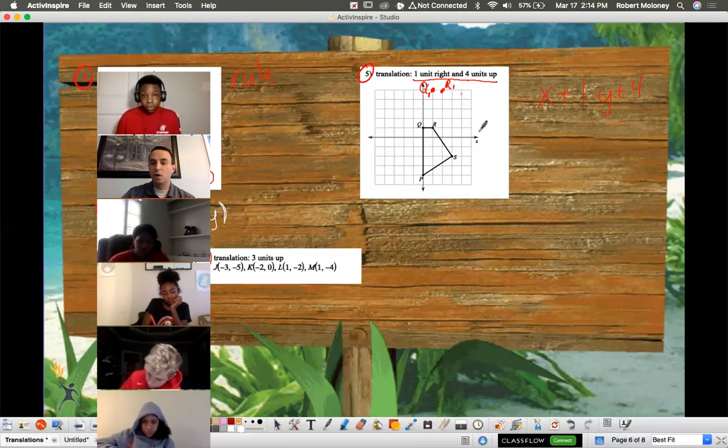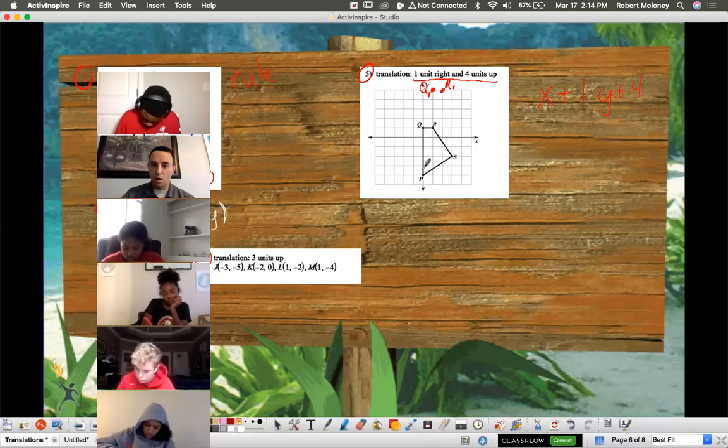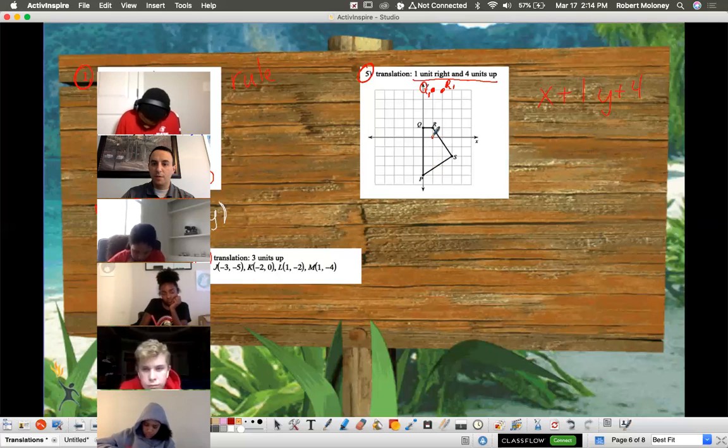Okay, so R1, R0, R1. I'm gonna do the same thing with P. Go to the right 1, and up 4 more. 1, 2, 3, 4. It's okay if they overlap each other a little bit.